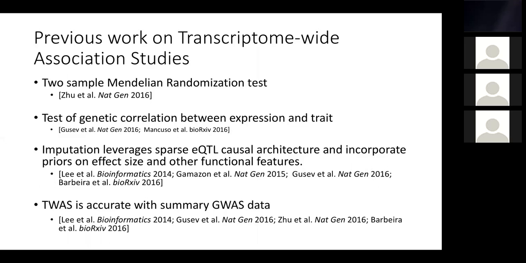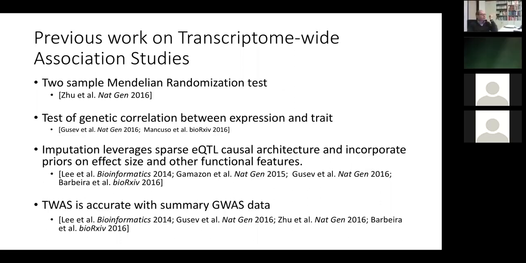Alternatively, Gusev et al. utilized the entire locus under a multivariate model, and this can be viewed as a test for genetic correlation between expression and trait if you're using predicted expression.